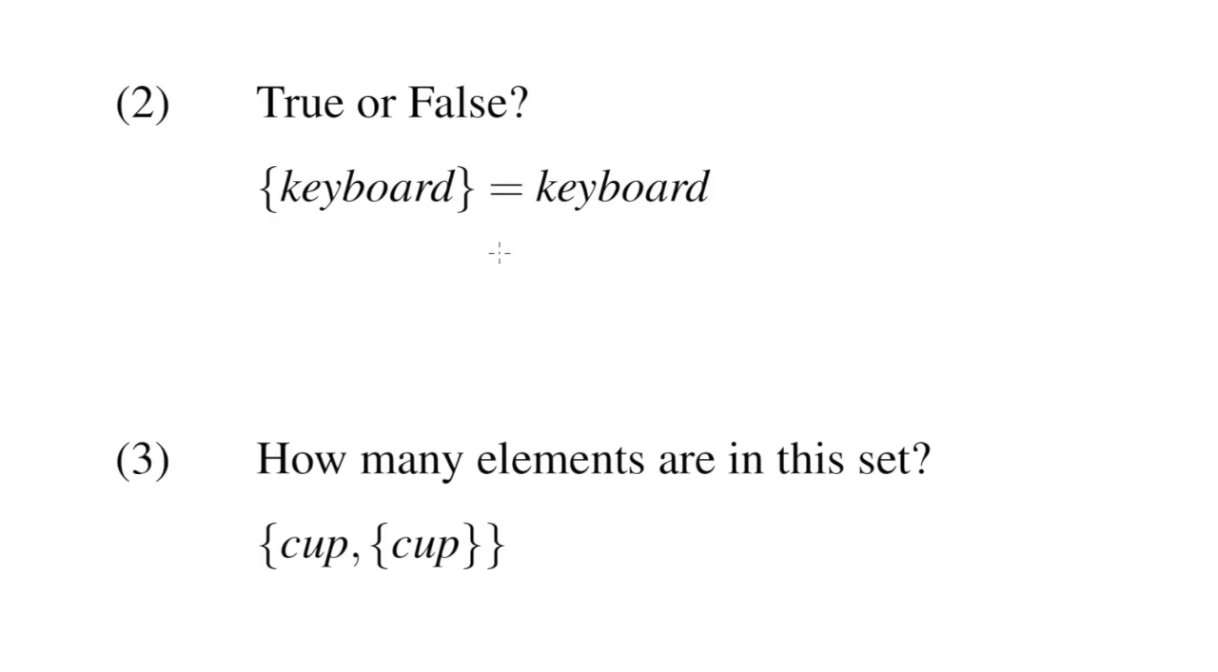Let's look at a couple more examples. Okay, example 2. True or false, is this set containing keyboard the same thing as keyboard? Well, we know that the set containing an object is not the same thing as the object. We know that A is not the same thing as the set containing A. So this one would be false.